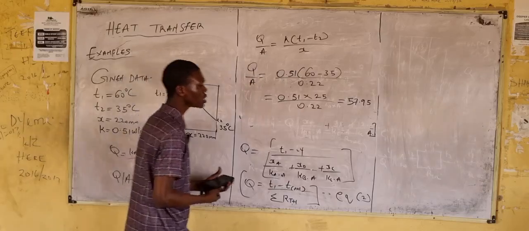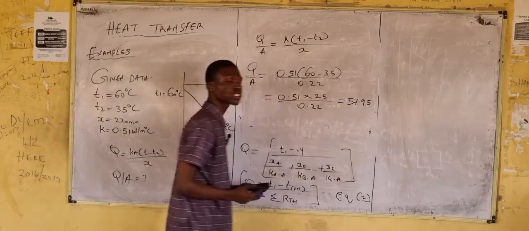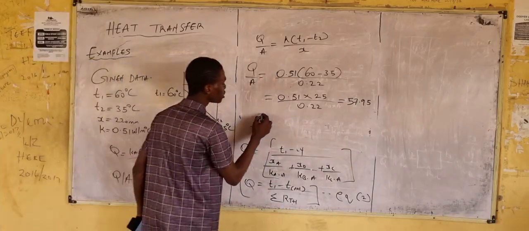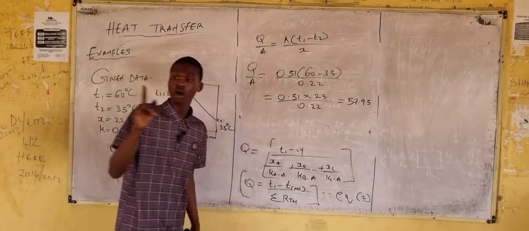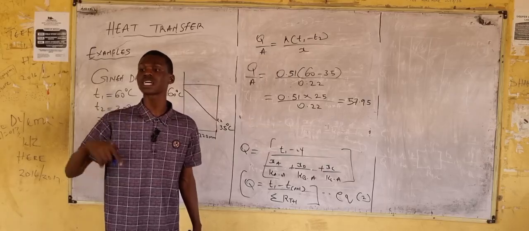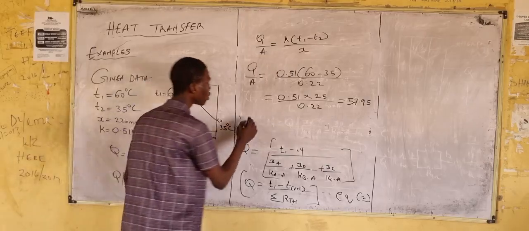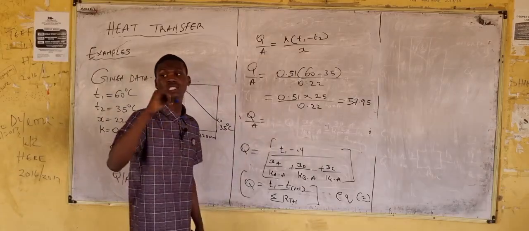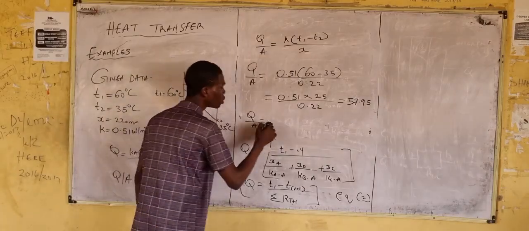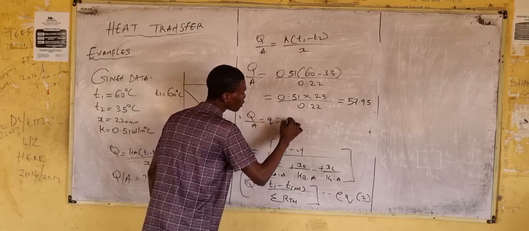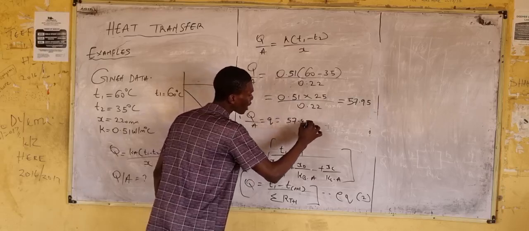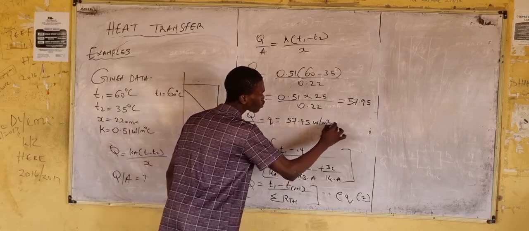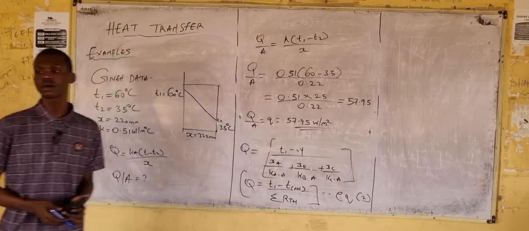What will be the unit? The question says calculate the rate of heat flow per meter square. Meaning the rate of heat flow, because rate of heat flow is still the same thing as flux. So we are saying that Q over A is flux. Flux is denoted in small letter q. q is equal to 57.95 watts per meter square. And that's the answer. You are done.